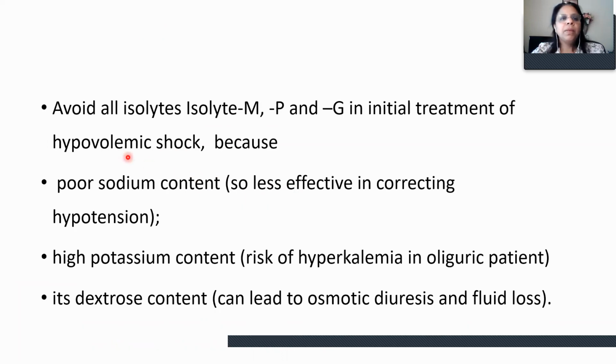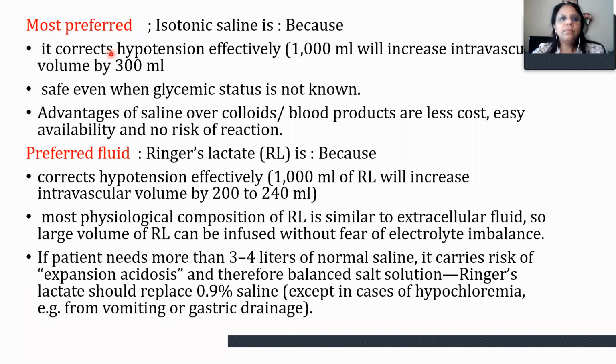Avoid all isolytes like Isolyte M, P, G, because they all have potassium and poor sodium. So you should avoid these. You don't need to worry because we don't have those. The most preferred is isotonic saline because it corrects the hypotension effectively. 1000 ml will increase the intravascular volume by at least 300 because the rest will go out. It is safe even when glycemic status is not known. Advantages of saline over colloids and blood products are less cost, easily available, and no risk of reactions. So that is one advantage of saline.